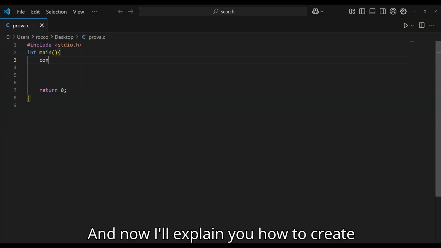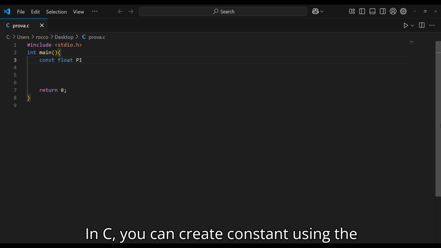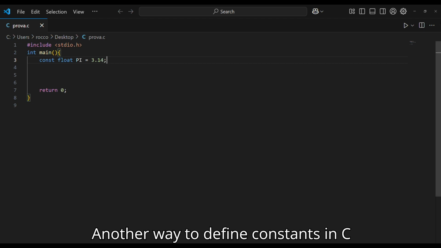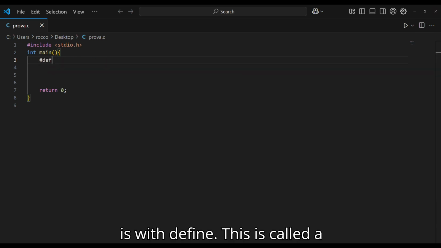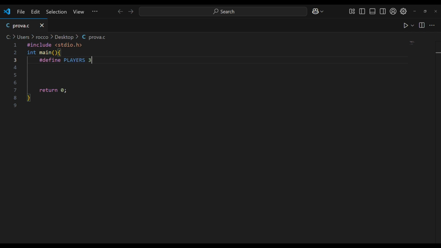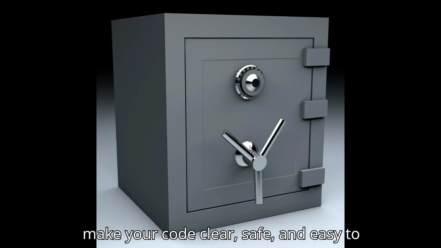And now I'll explain how to create constants. In C, you can create a constant using the const keyword. Another way to define constants in C is with define. This is called a macro constant and is handled by the preprocessor. Constants are useful when you want to make your code clear, safe and easy to maintain.